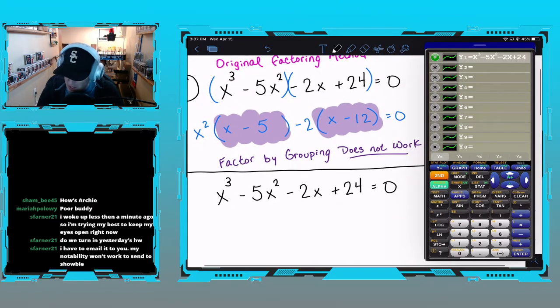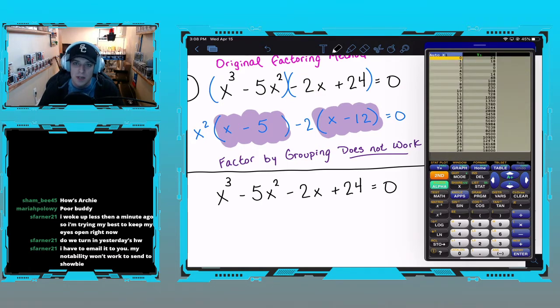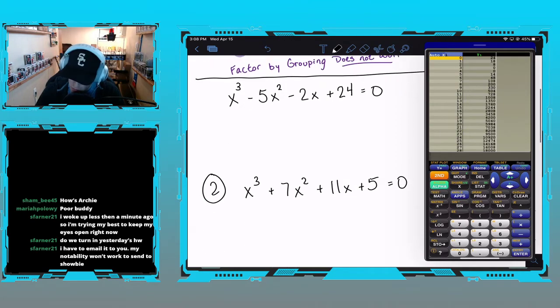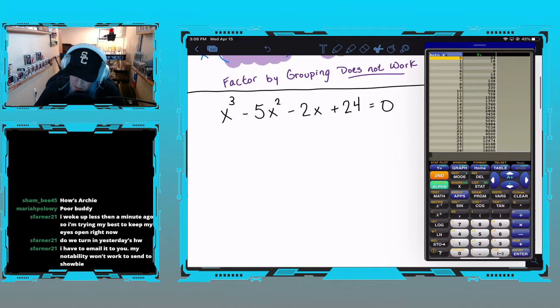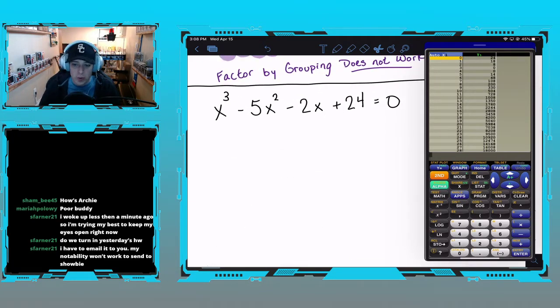But after you type it in, what we're going to do is we're just going to go into the table. And our goal is to find 1, 0. Meaning we have to find one solution where the y value is equal to 0. So let me move this down so it's not going to get in the way. This is question number 2. Move it way down here. So we have to find 1, 0. It can be any 0 that we want.